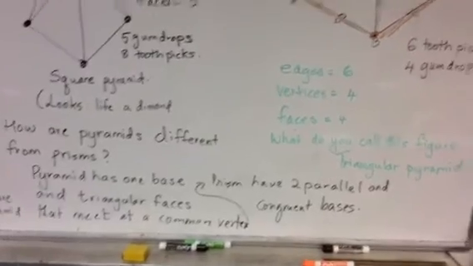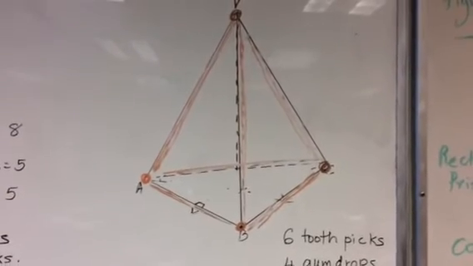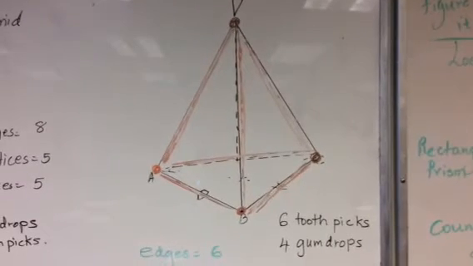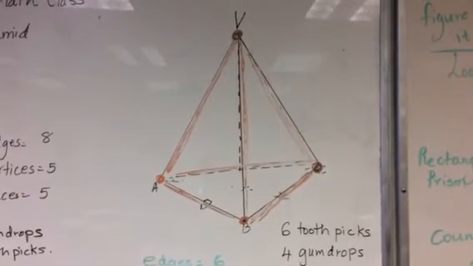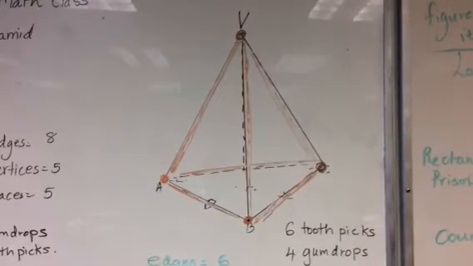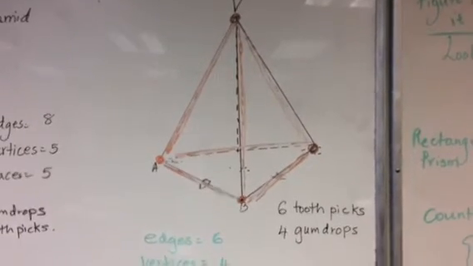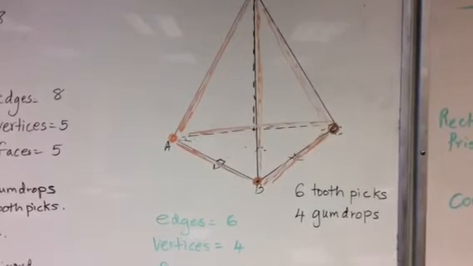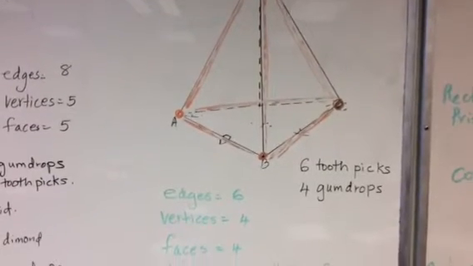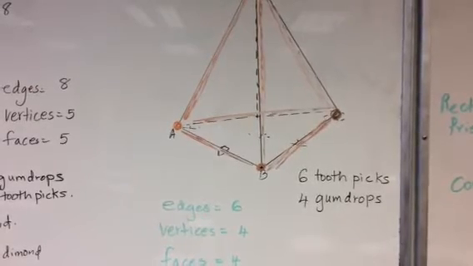Let's look at another one. Here is a triangular pyramid. Look at the triangular pyramid. The base is like a triangle. I used 6 toothpicks and 4 gumdrops. The gumdrops are the brown dots. And then I tried to use the brown and black to show you the edges. So there are 6 edges, 1, 2, 3, 4, 5, 6, 4 vertices, 4 gumdrops, and then 4 faces. So 1 base at the bottom, 2, 3, and 4.